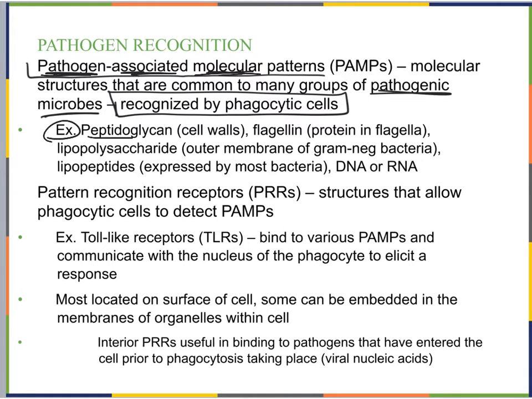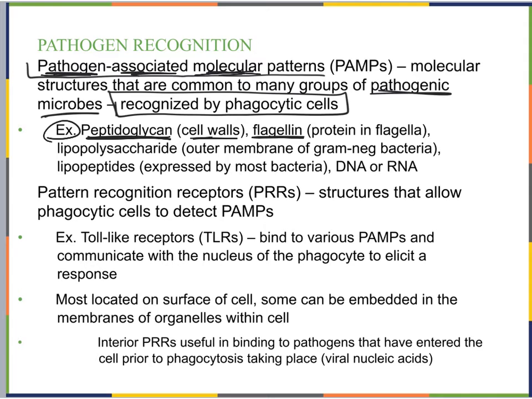So for example, peptidoglycan, right? Peptidoglycan is a molecule that we don't see on our own cells, so then it's associated with a pathogen because our cells don't have cell walls that contain peptidoglycan because they don't have cell walls at all. And so any molecule that's associated specifically with a cell wall is going to be a PAMP, a pathogen-associated molecular pattern.